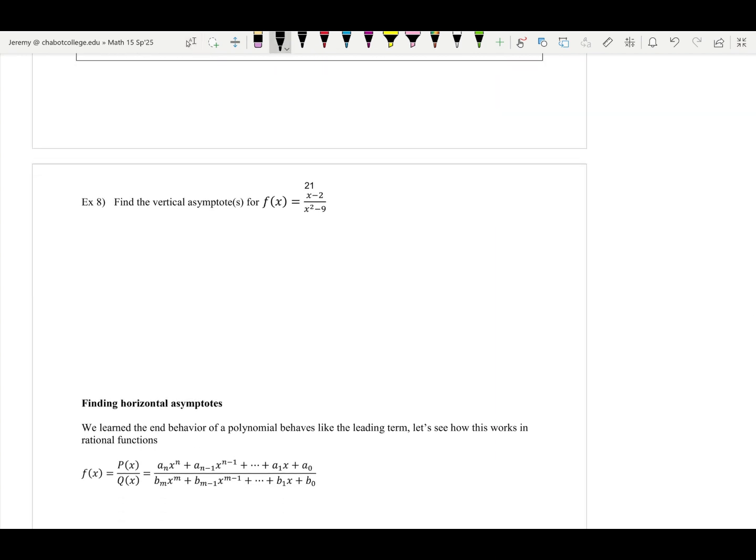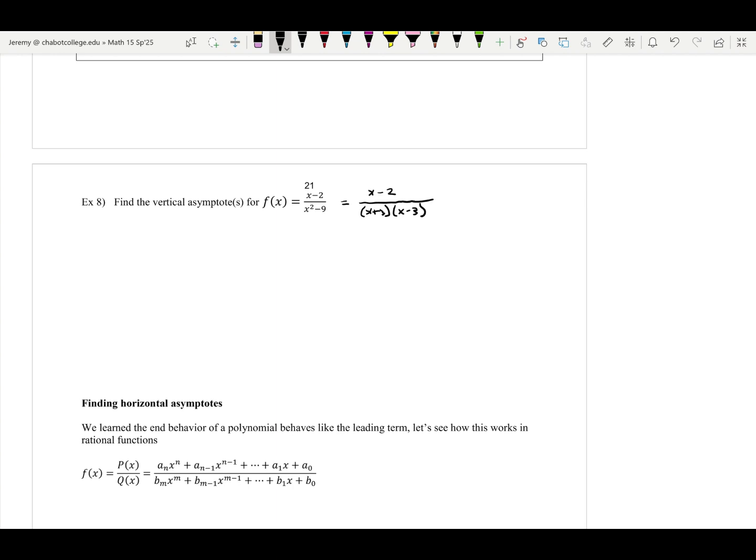So if we want to find the vertical asymptotes for this function f of x, really what we're doing is factoring. Factoring the numerator and denominator is usually the first thing I do when I see a rational function. For this function, the numerator is just a linear factor, so that's not going to factor at all. The denominator is a difference of two squares. This factors pretty easily to x plus 3 times x minus 3.